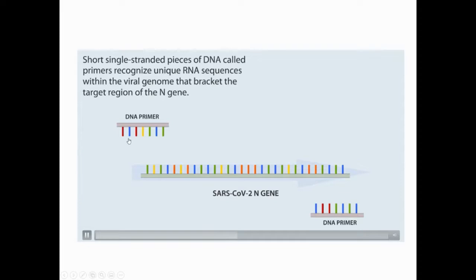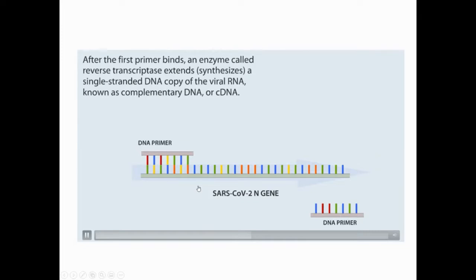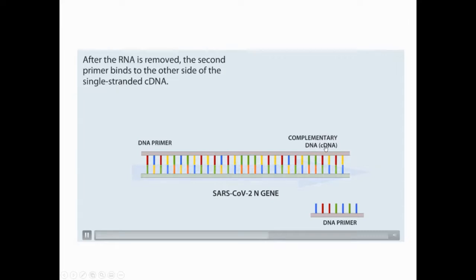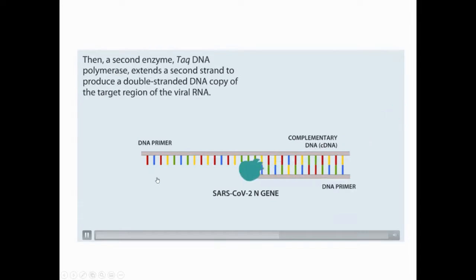Short, single-stranded pieces of DNA, called primers, recognize unique RNA sequences within the viral genome that bracket the target region of the N gene. After the first primer binds, an enzyme called reverse transcriptase extends, synthesizes, a single-stranded DNA copy of the viral RNA, known as complementary DNA, or cDNA. After the RNA is removed, the second primer binds to the other side of the single-stranded cDNA. Then, a second enzyme, Taq DNA polymerase, extends a second strand to produce the double-stranded DNA copy of the target region of the viral RNA.